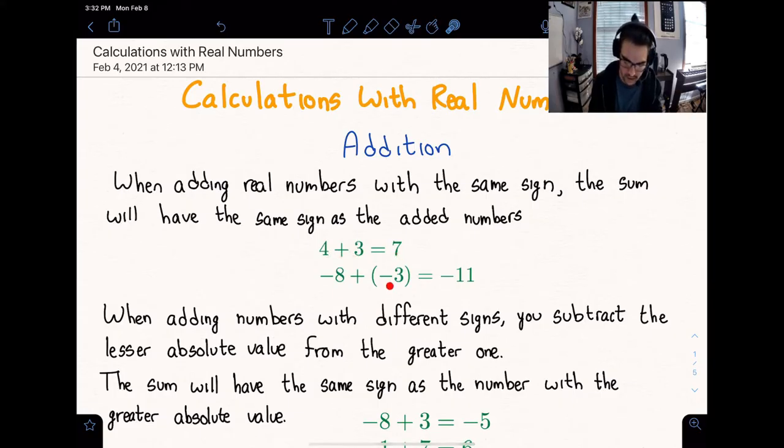Likewise, a negative 8 plus a negative 3, which, one thing I want to make a note of that is very important, is actually the same statement as negative 8 minus 3. But both of these signs are the same, so when we add these two together, the number that we are going to get out will also have the same sign. Let's erase this here. Okay.